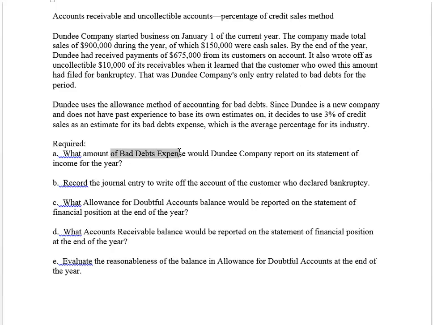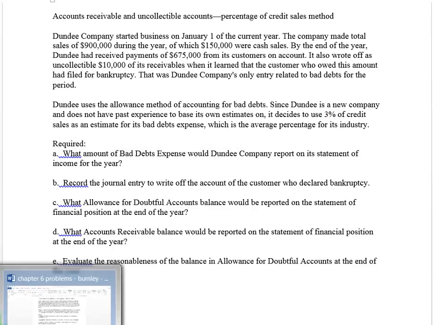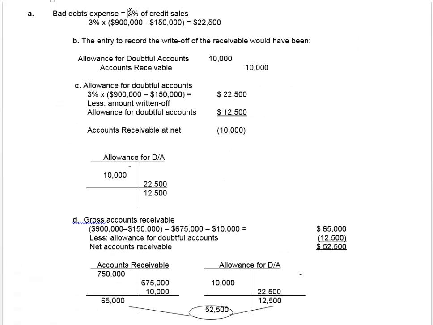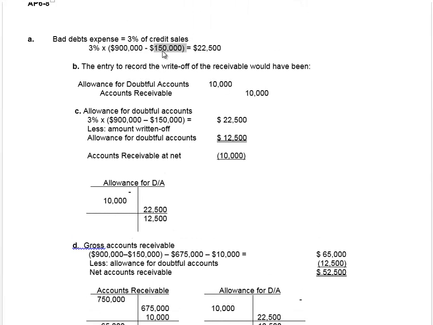So the first thing we're going to do is calculate the amount of bad debt expense. The bad debt expense, if we look at the solution here, is going to be based on the percentage of credit sales. Don't forget, the question told us how much we sold in total, but $150,000 of that was cash sales. So we know our credit sales must have been the difference. So that's $22,500.